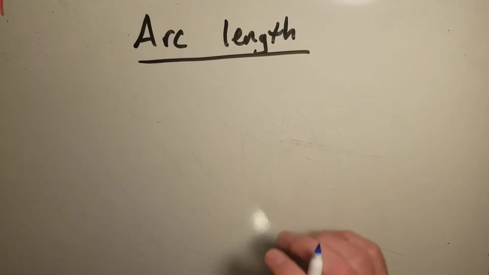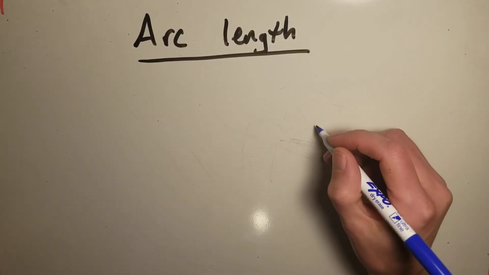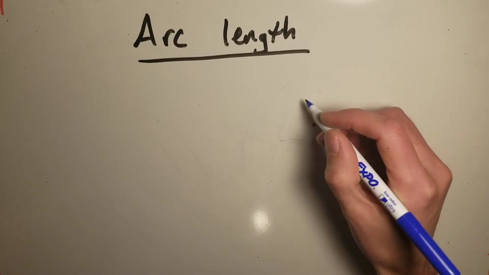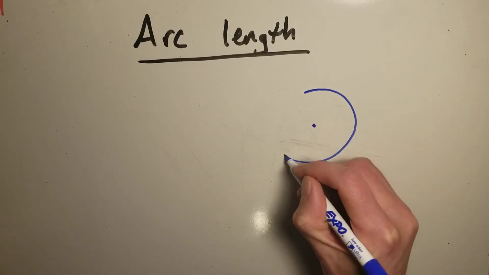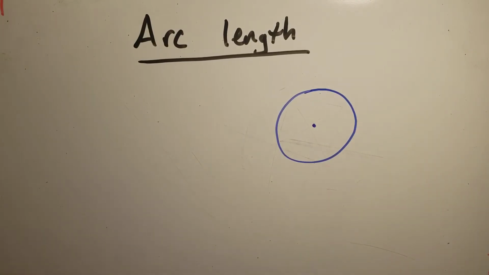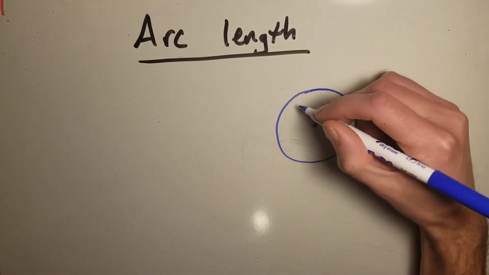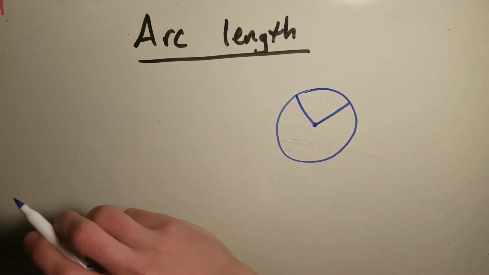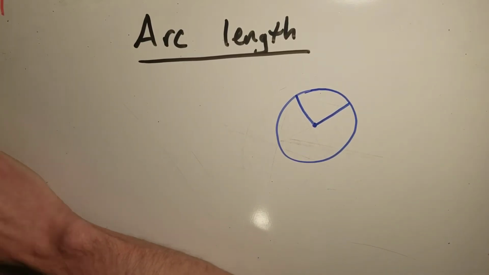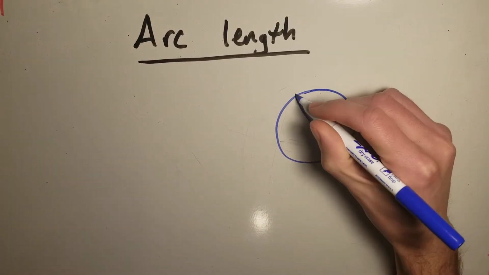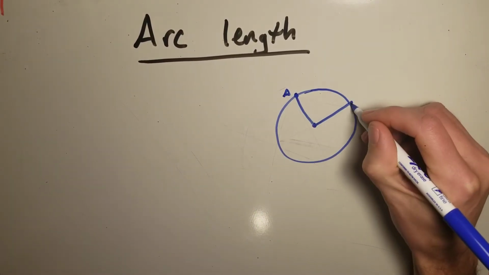Hey guys, today we're going to talk about arc length, and in order to do that we need a nice circle. There's our circle. So let's say we have a nice arc right here, and if we're trying to find the arc length, what we're trying to find is the distance between the 2 points that make your arc. So let's say we have A and B.